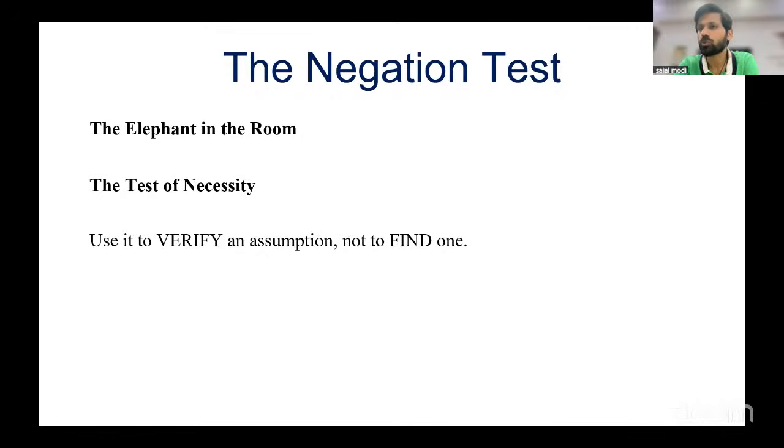This is the thing that you do. You negate the option and you check whether it is an assumption or not, right? But let me tell you that it is misunderstood. It is one of the most misunderstood concepts in critical reasoning. How and why? Because firstly, we don't have to employ the negation test on every option, by the way. It can't be our go-to approach, right?